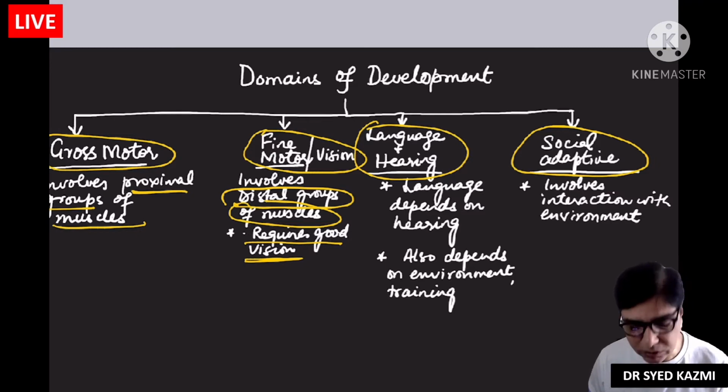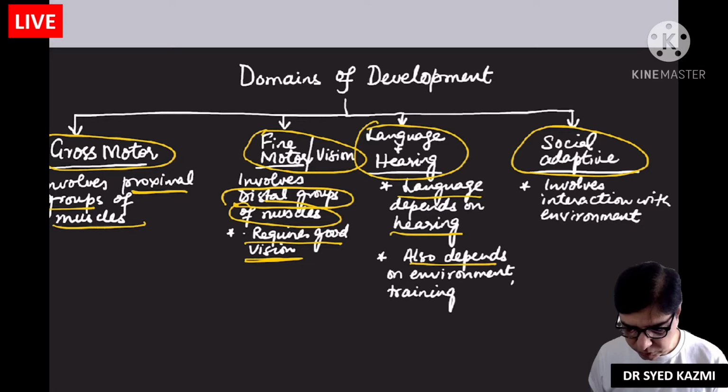Then the third domain is the language, speech and hearing. Now, a child's language depends on how much he hears or how clearly he hears. So for a child who has got problems with his language, the important thing is to assess his hearing as well, because a child who's got deafness, any form of deafness, whether it's conductive deafness or sensorineural deafness, would not develop a proper language. So language depends on the hearing as well.